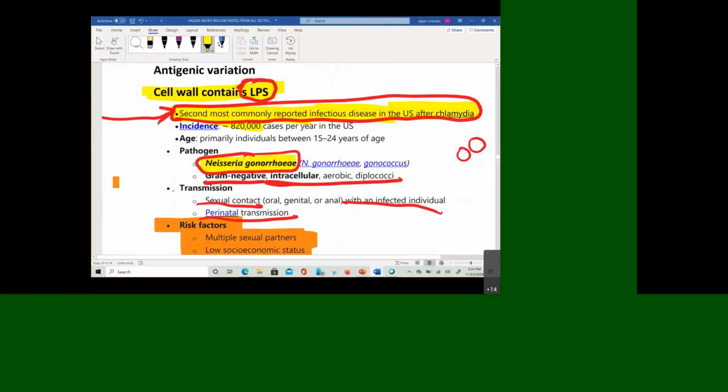The age group that it affects most commonly is individuals between the ages of 15 to 24 years of age. Now, back to the Neisseria gonorrhoeae bacteria, it's a gram-negative intracellular aerobic diplococcus. Diplococcus, which means it looks like this. Di means two. Two cocci, two rounded cocci next to each other. That's what it looks like.